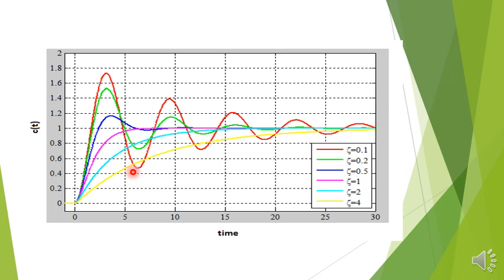Now this is about the step response of the underdamped system. Similarly, you can apply the same concept and find the response for critically damped, overdamped as well as undamped systems. In the next session, we will concentrate on the time domain specifications of the second order system response. Thank you.